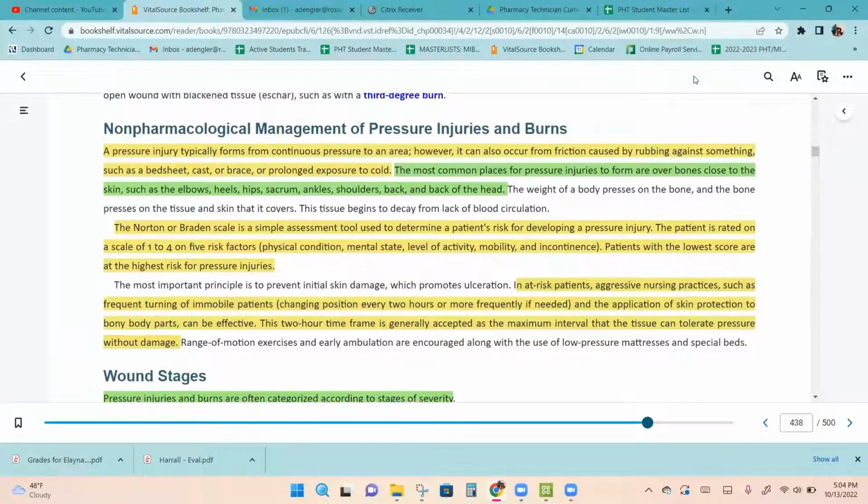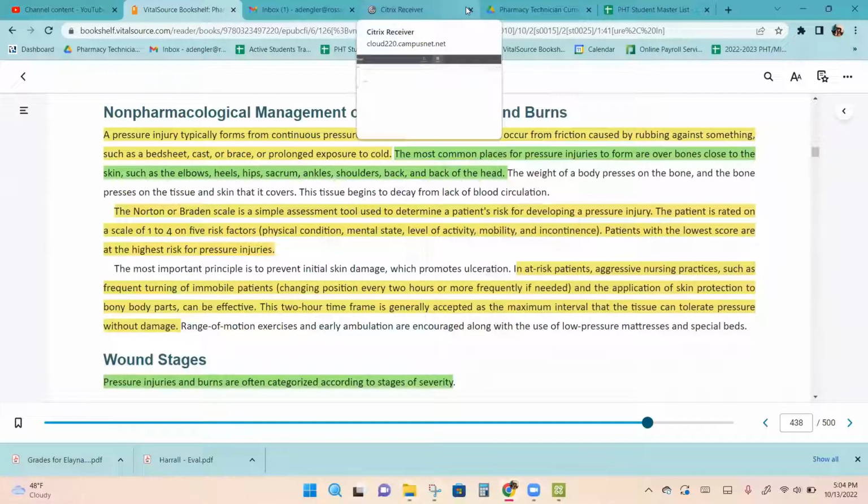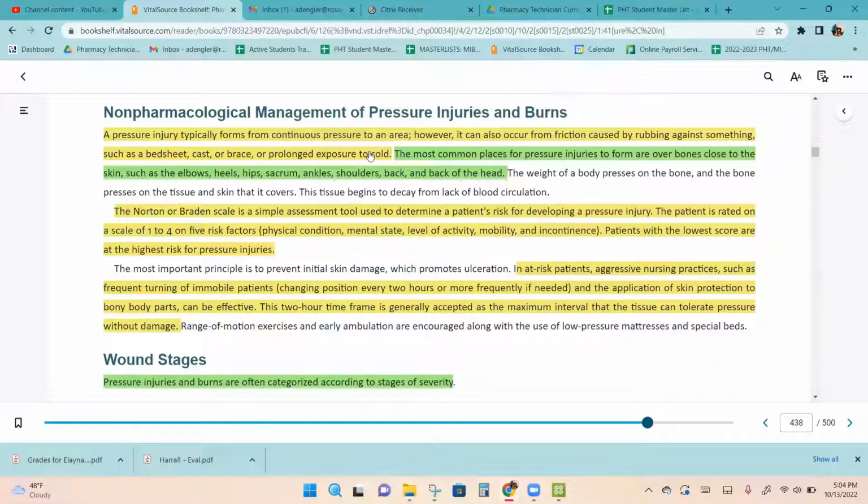A pressure injury typically forms from continuous pressure to an area. However, it can also occur from friction caused by rubbing against something such as a bed sheet, cast, or prolonged exposure to cold. The most common places for pressure injuries to form are over bones close to the skin, such as the elbows, heels, hips, sacrum, ankles, shoulders, back, and back of the head.